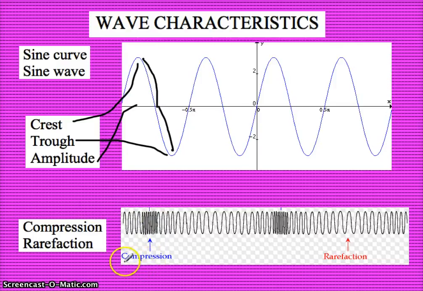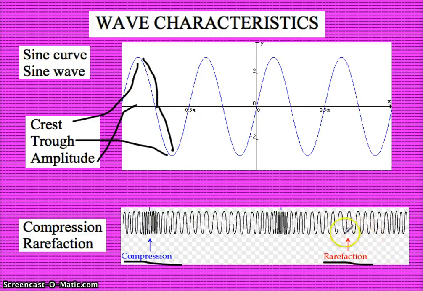You may notice that we have an area called compression. Compressions are these crowded areas on longitudinal waves. And you notice that we have this place called rarefaction. Kind of an interesting name. Rarefaction is whenever you have these stretched out areas.